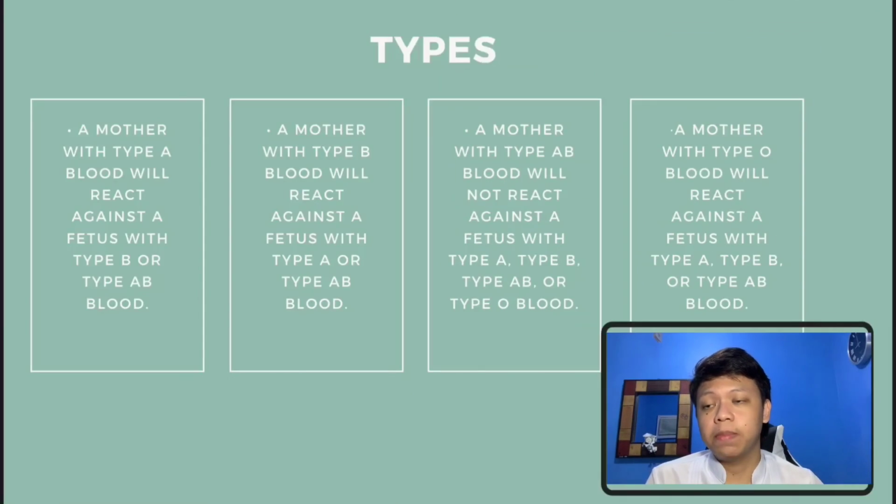Now, these are the types of ABO incompatibility. A mother with type A blood will react against a fetus with type B or type AB blood. Then a mother with type B blood will react against a fetus with type A or type AB blood. Then a mother with type O blood will react against a fetus with type A, type B, or type AB blood. And a mother with type AB blood will not react against a fetus with type A, type B, type AB, or type O blood.